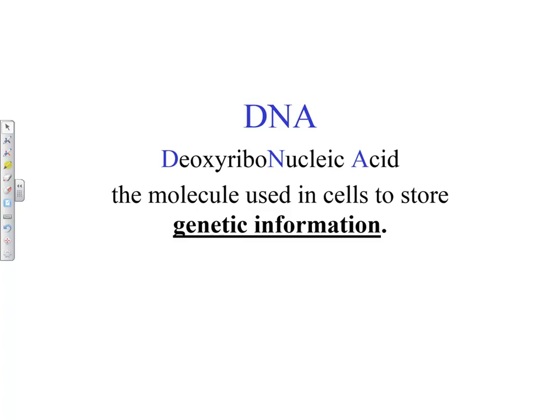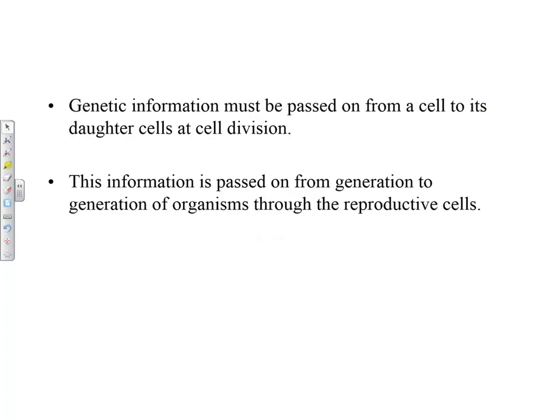In 1944, there was an experiment done to demonstrate conclusively that the information transmitted from one cell to the other, and from generation to generation at cell division, is contained in the DNA. The genetic information must be passed on from a cell to its daughter cells at cell division, because you want to produce two identical copies of the original cell. Then this information is passed on from generation to generation of organisms through the reproductive cells. Like you inherit traits from your parents, your grandparents, your great ancestors, all that is being transmitted through DNA.